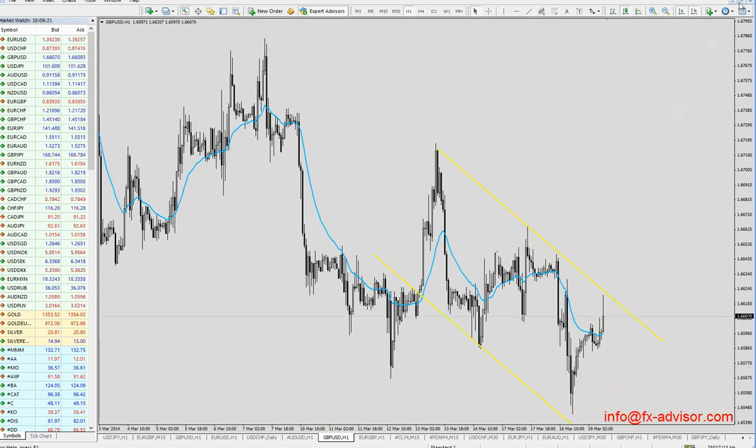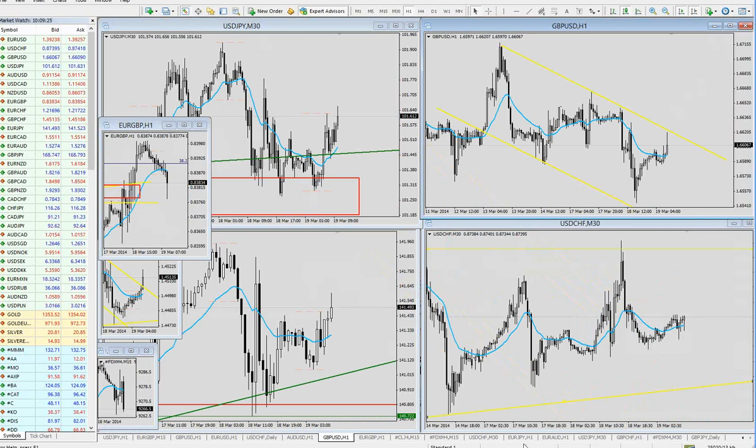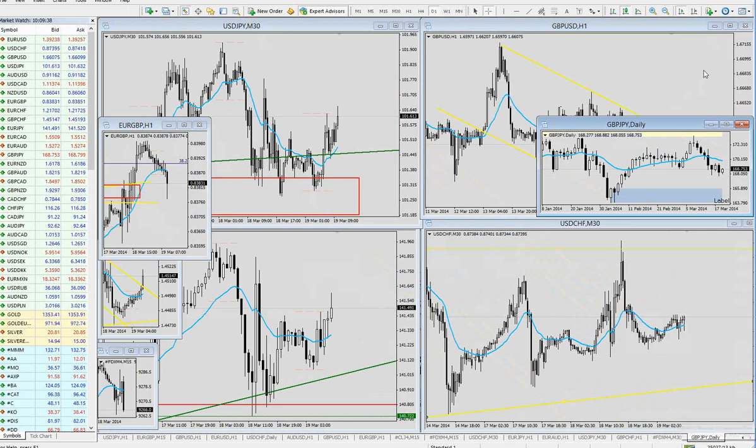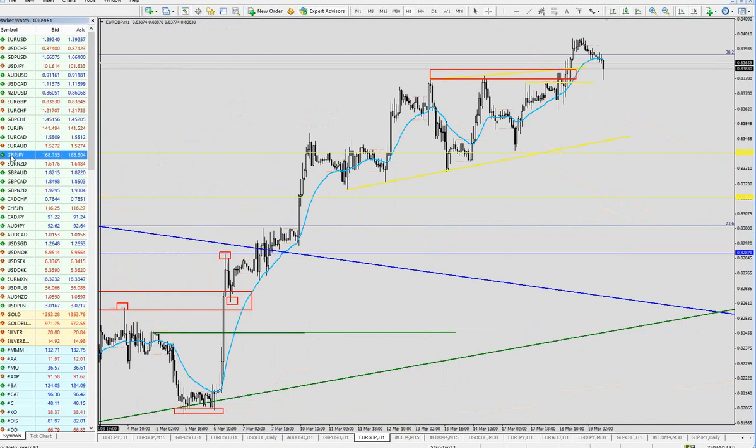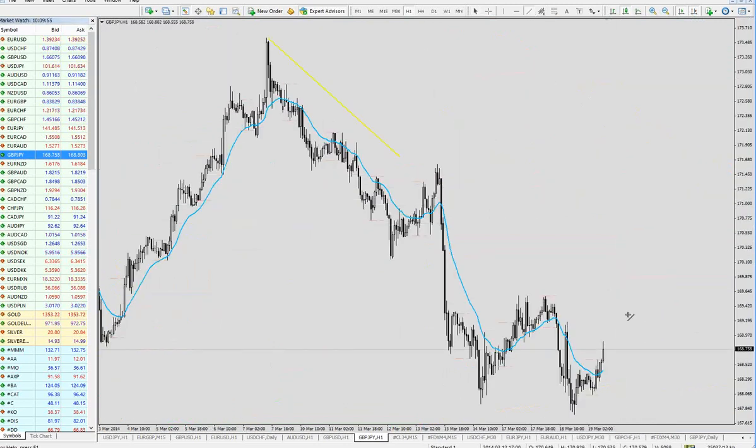Okay. And the last one I would like to go through with you is GBP yen, but let's switch here. We have this trend line on hourly. We have some visible resistance. We have another visible resistance which corresponds with the trend line here, right?